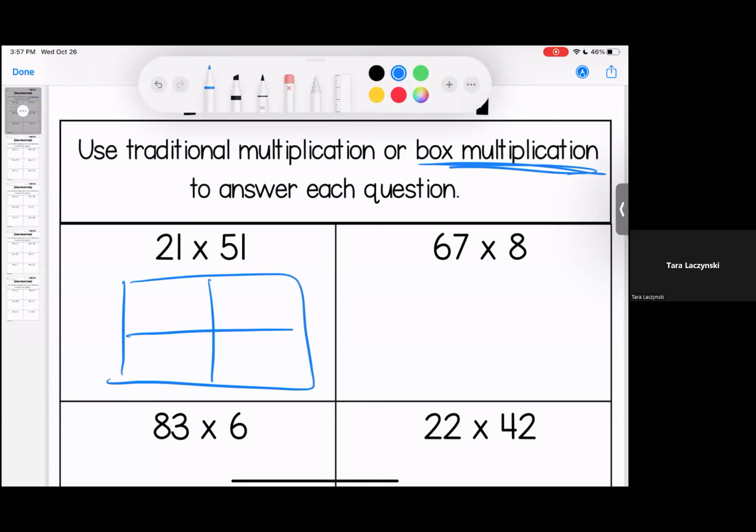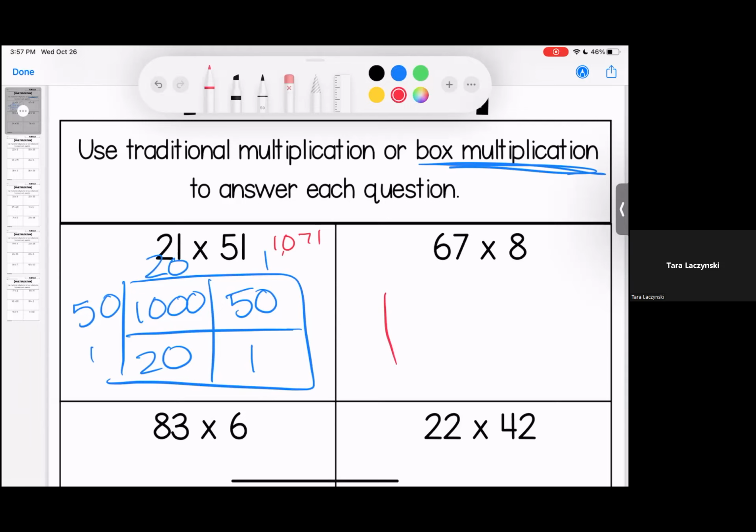So we are starting with a 2-digit number. So we have to split 50 and 1, 20 and 1, and then we multiply. 50 times 20 is 1,000. We have 2 zeros. 50 times 1 is 50. 1 times 20 is 20. And 1 times 1 is 1. If we add up 1,000 plus 50 plus 20 plus 1, we get 1,071. That's our answer for the first one.